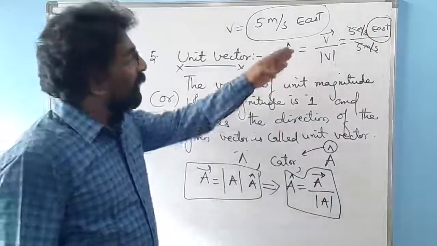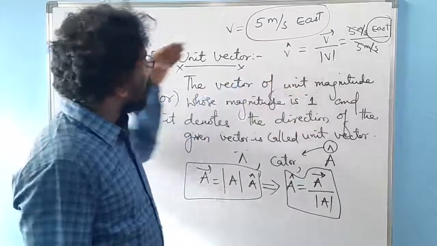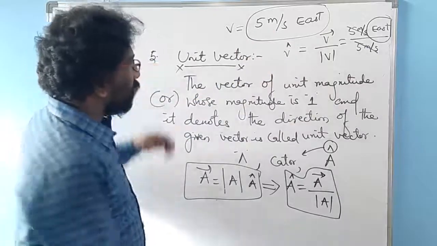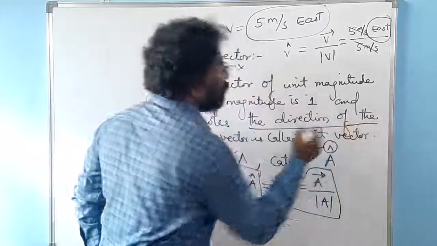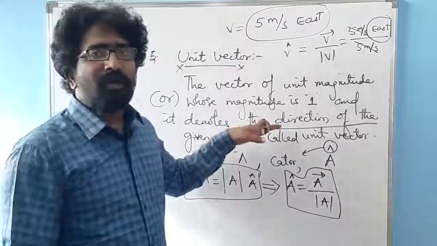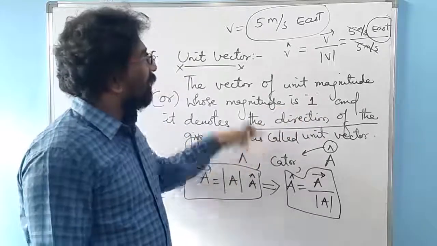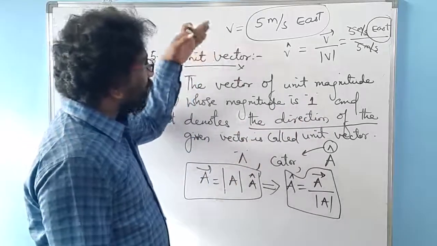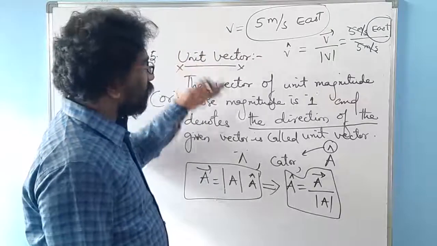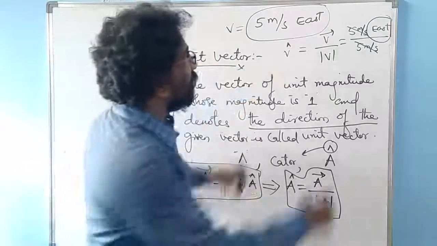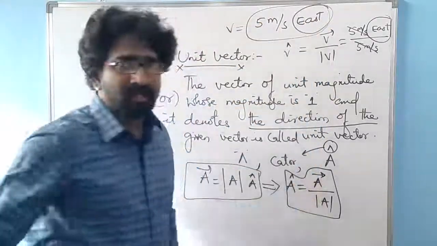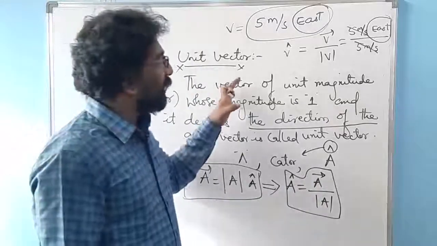So from this example, you can say that the unit vector is mostly used to denote the direction of a particular given vector. A velocity is given to you, so in order to identify the unit vector, it is mainly used to find out this direction, that is east in my case. Okay. So this is regarding what is meant by unit vector.